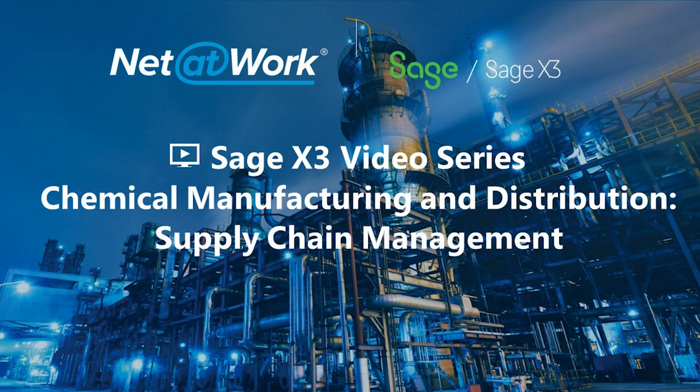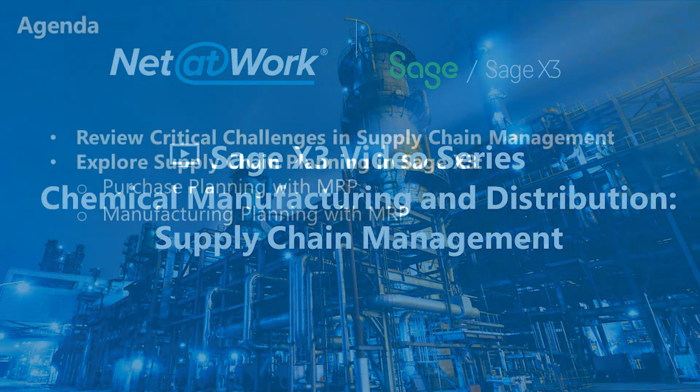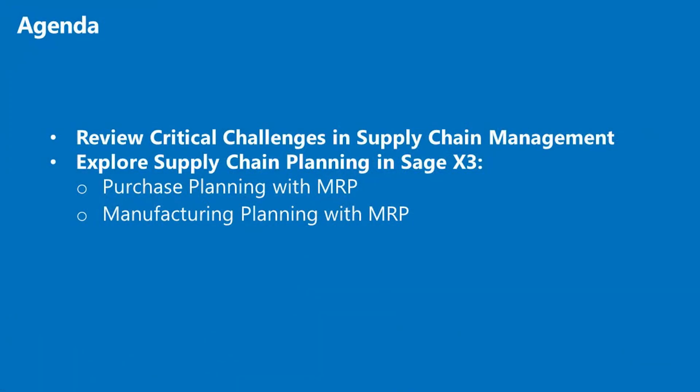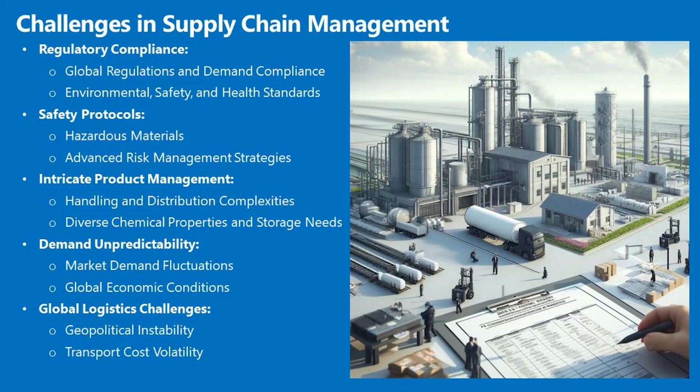In this video, we explore how Sage X3 empowers chemical manufacturers and distributors to navigate the ever-shifting landscape of supply chain challenges. Before we get started, let's take a quick look at the agenda for this video. We'll start by reviewing critical supply chain challenges faced by chemical manufacturers and distributors. Then, we'll explore supply chain planning in Sage X3's Smart MRP tool from both a consolidated purchase planning and manufacturing perspective.